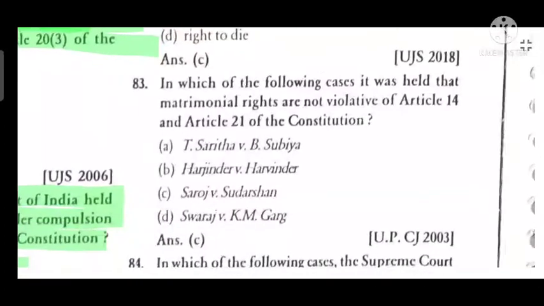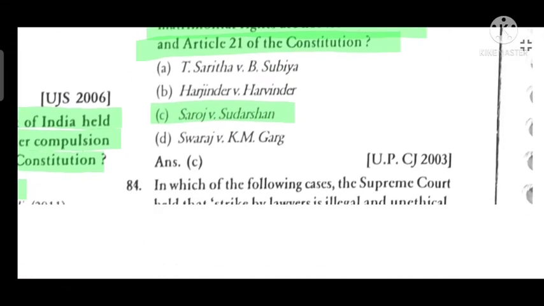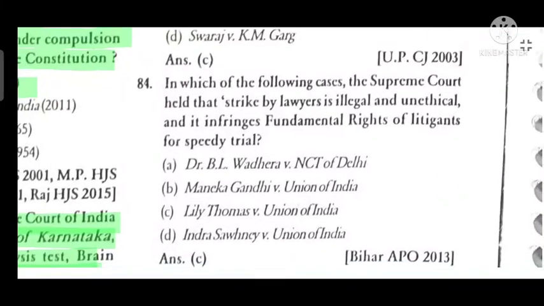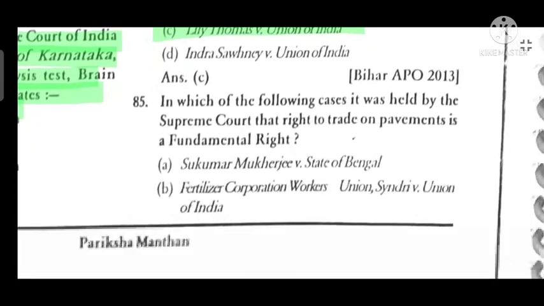In which one of the following cases was it held that a matrimonial right is not a violation of Articles 14 and 12 of the Constitution? Saroj versus Sudarshan. In which one of the following cases did the Supreme Court hold that a strike by lawyers is illegal and unethical, and that it infringes the fundamental right of litigants to a speedy trial? Lily Thomas versus Union of India.